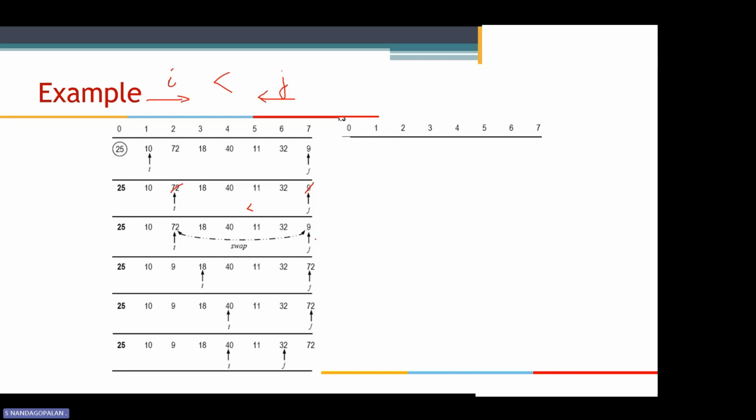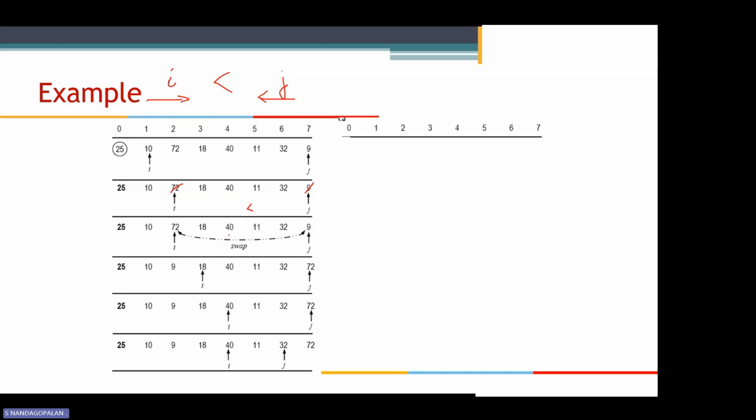Now, why are we doing this? Our aim is to make sure that all lesser elements are on the left side and greater elements are on the right side as much as possible, because with respect to the pivot, it should be like that. So there is no point in keeping greater elements on the left. So bring it here. Now what happens? You start comparing the next, because we have already done this. So move i to the next.